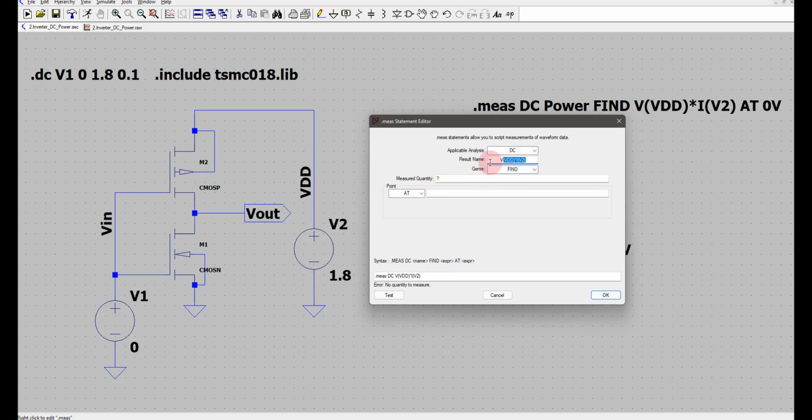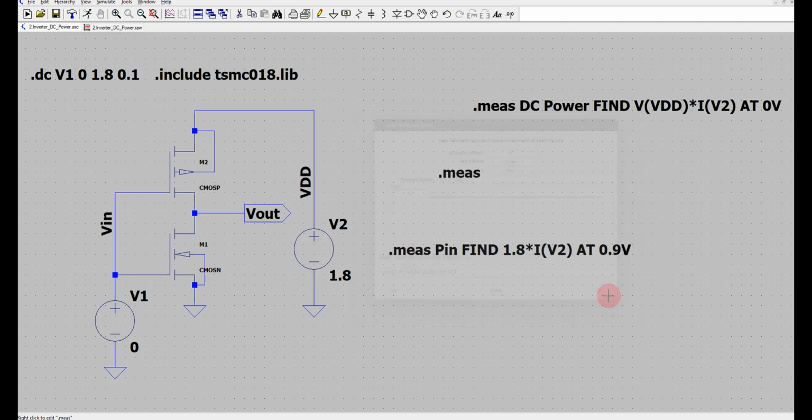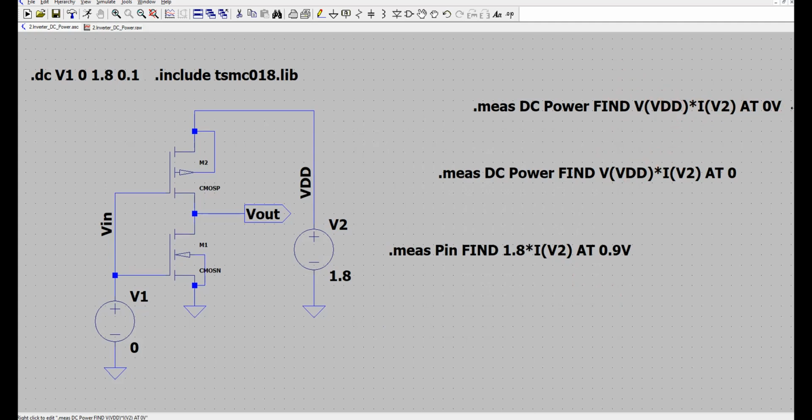Okay, sorry, this is what is to be measured. This I can just give a name as power. Okay, at point 0, that is if the input is 0. So you'll find this equation coming here. So you have to write 0 volt also, right?